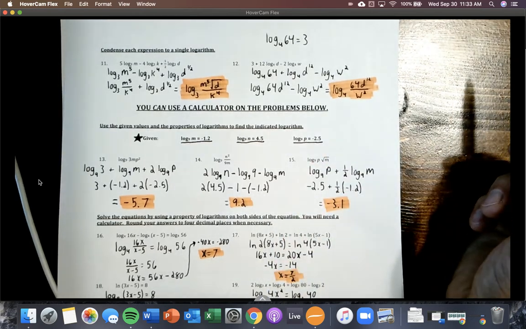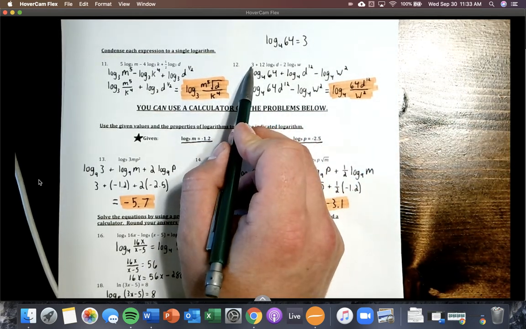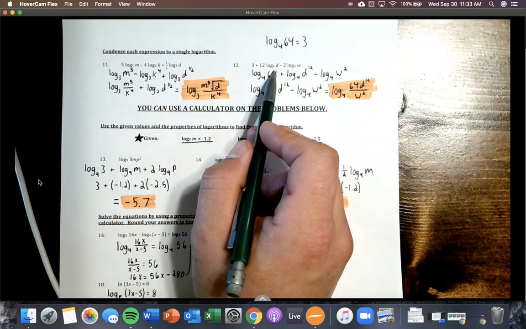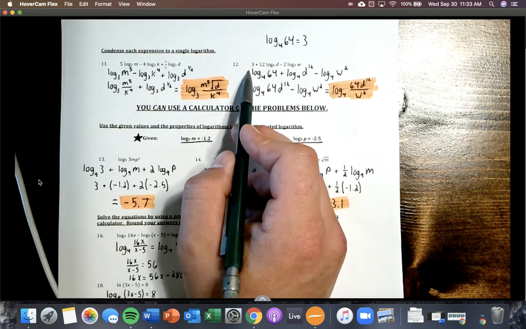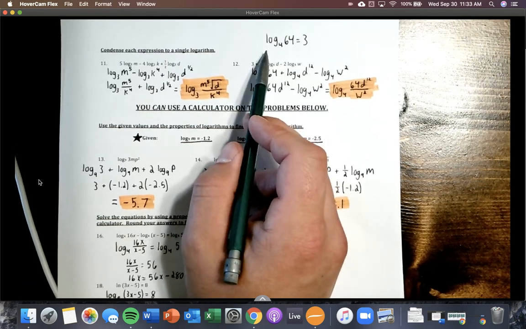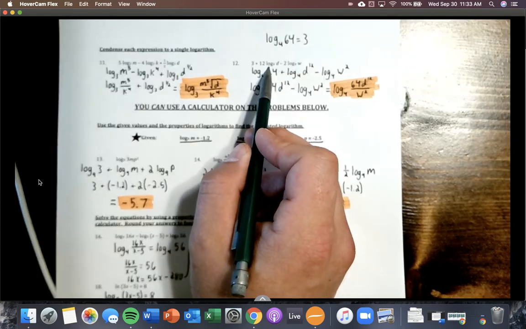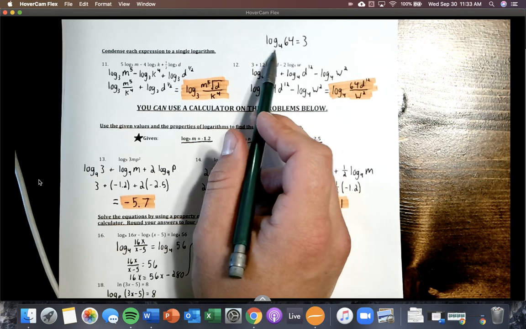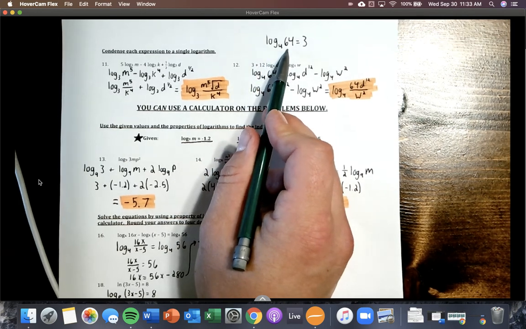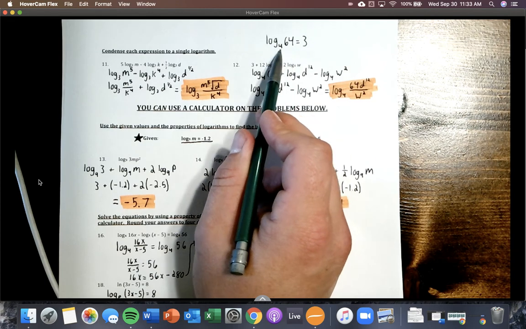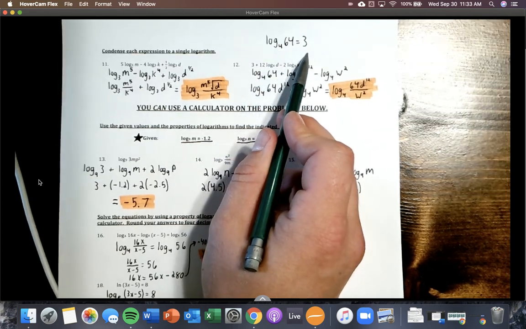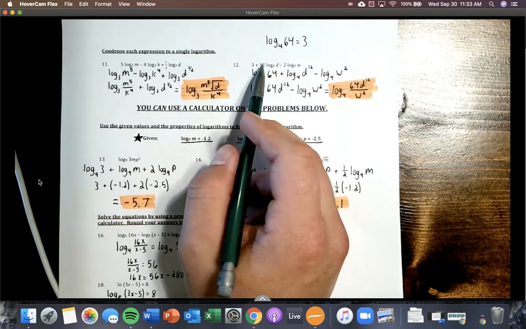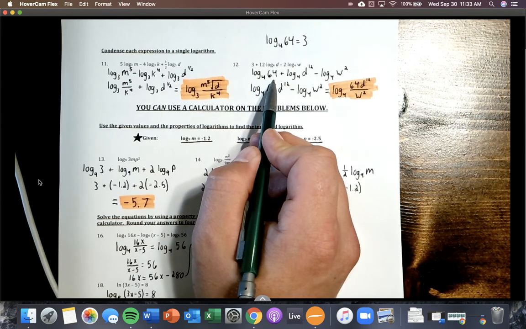Number 12. Now, this one's a little different because it starts with 3, right? And we can't really combine 3 when it's being added to a log. So what we have to do is change 3 to be a logarithm with the same base as the other ones. So here we have log base 4, here we have log base 4. So we got to think, okay, log base 4 of what is equal to 3? Well, I know 4 raised to the 3rd power is 64, right? So we can say 3 is the same thing as log base 4 of 64.